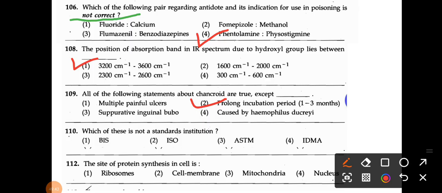Next one, which of this is not a standard institution? BIS, ISO, ASTM, IDMA, right? So what is the correct answer? That is your IDMA. So IDMA is not a standard institution.